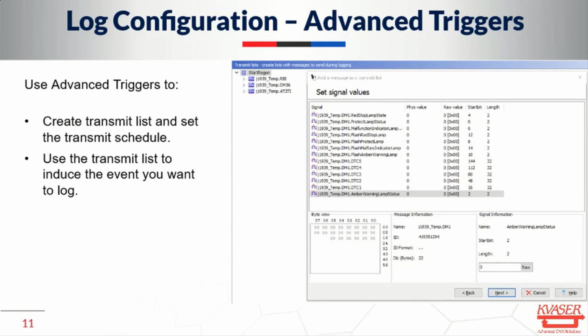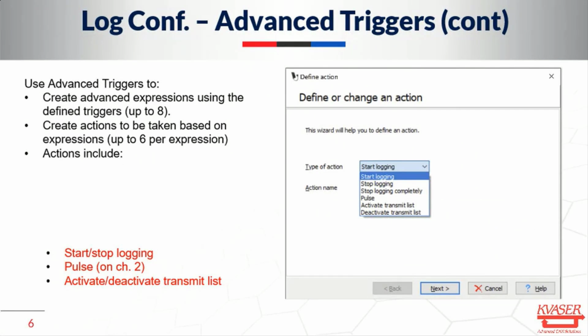You can have an event occur. If that event occurs, you can execute a transmit list, and you can use the transmit list creatively to induce a vehicle into a certain condition to create what you want to log, or to put the vehicle in the condition that it needs to be in order to capture the data that you're looking for. I could go a little bit more into advanced triggers here, but I'm not going to spend too much time on it for schedule purposes.